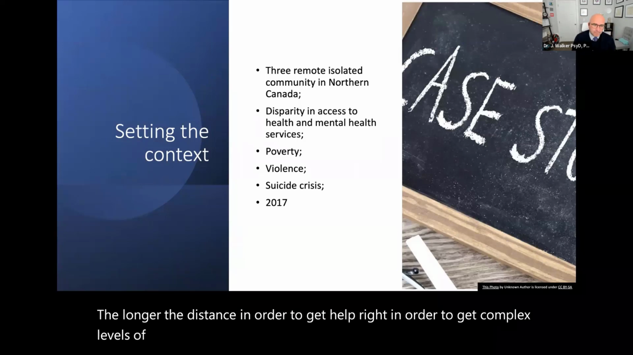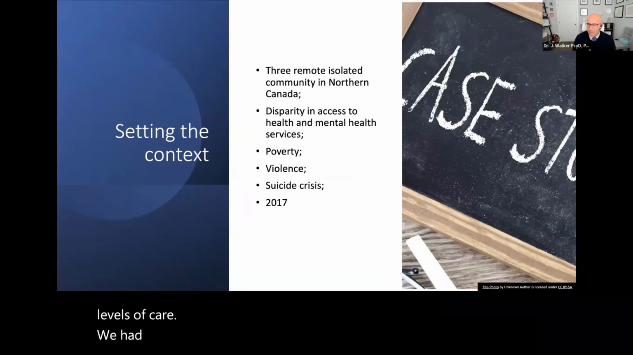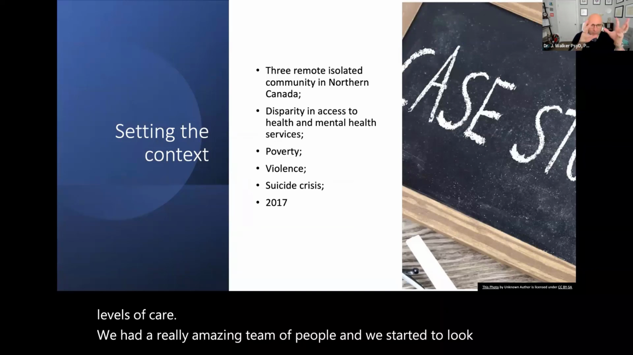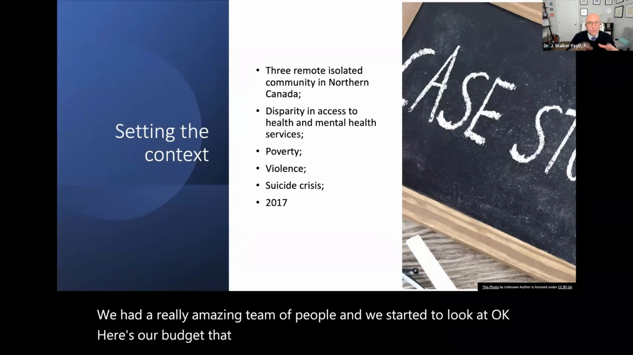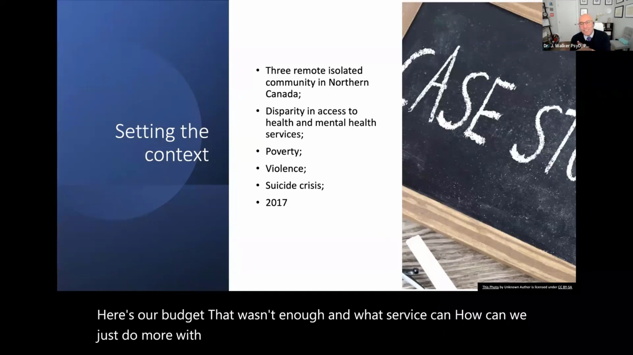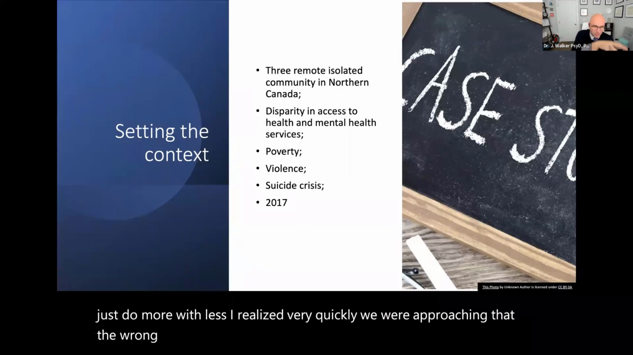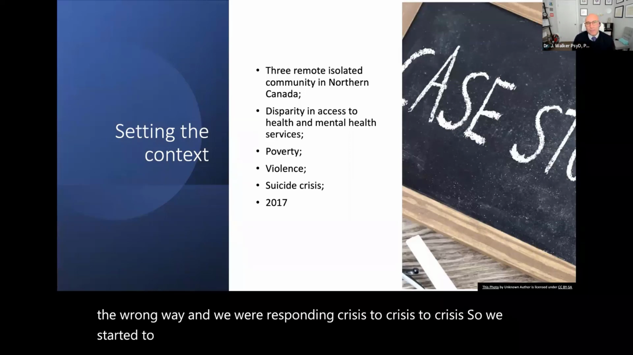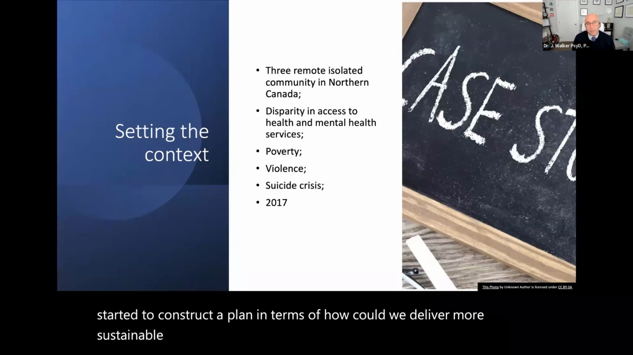So we had a really amazing team of people. And we started to look at, okay, here's our budget that wasn't enough. And how can we do more with less? And I realized very quickly we were approaching that the wrong way. We were responding crisis to crisis to crisis. So we started to construct a plan in terms of how could we deliver more sustainable care over a longer period of time in a more effective way.